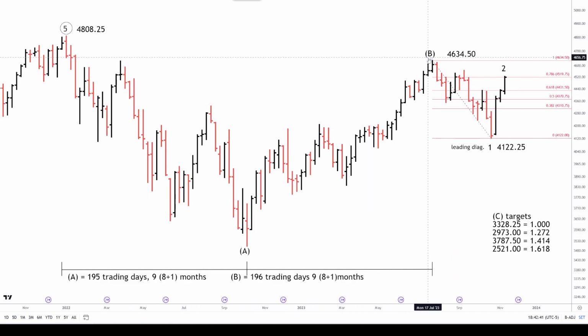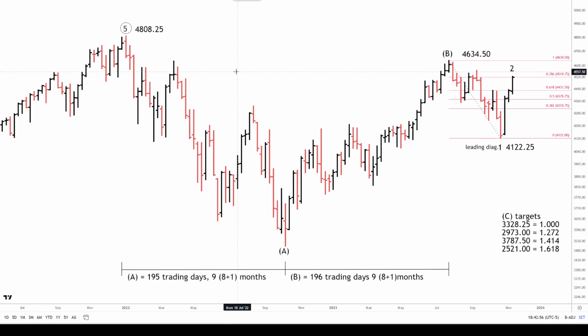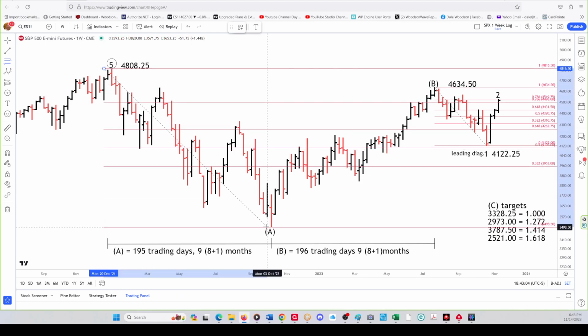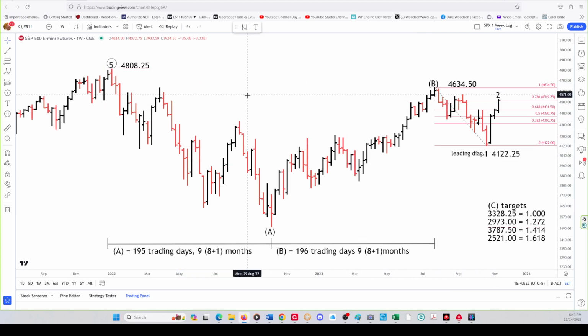Again, we got the A down, B up, and the 1, 2, 3, 4, 5 leading diagonal. 4122.25 is that wave 1 low, and you see that wave 2 sitting right on the 786. And I don't know if I have that B wave. Let me see if I can do this here for you guys. I'm pretty sure, it's been a while, but I'm pretty sure that B wave was also a 786. Yeah, it's a little bit more than a 786. So you can see we got the A down in parentheses, the B up. This line here is a 786, so this B went higher than the 786. Now this 2 is at the 786. I'm going to take that out so no one is confused.